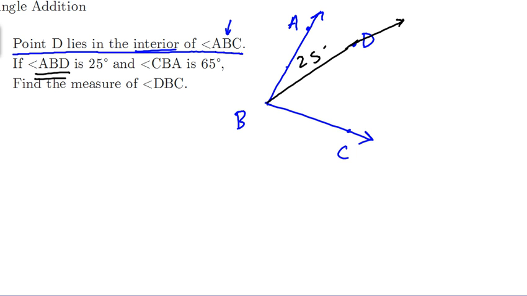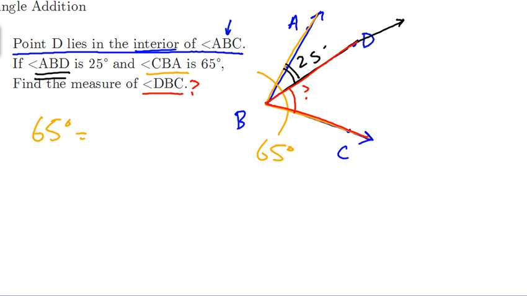And CBA, okay, where's CBA? CBA, well that appears to be the whole thing, right? CBA is 65 degrees. The whole thing is 65. And part of it, this black part over here, is 25. The question is, find the measure of angle DBC. D to B to C. Well, once again, let's think. The whole thing is 65 degrees. 65 degrees is the entire angle. And it is made up of two parts. The part here in black and the part here in red.